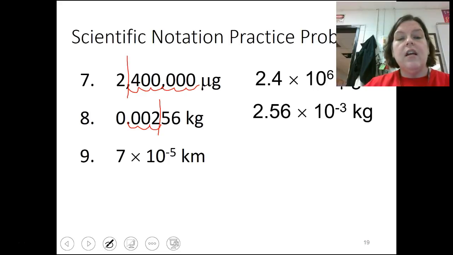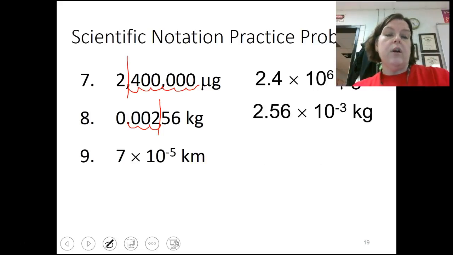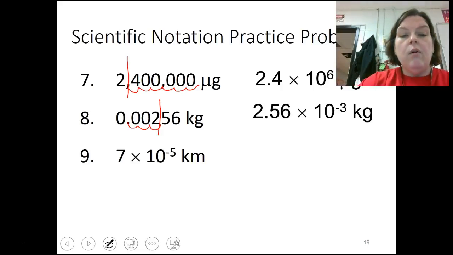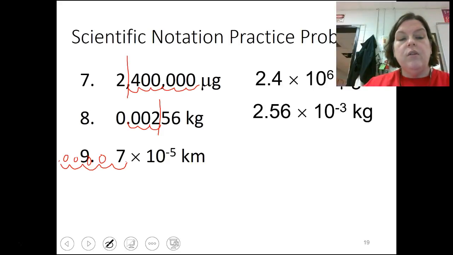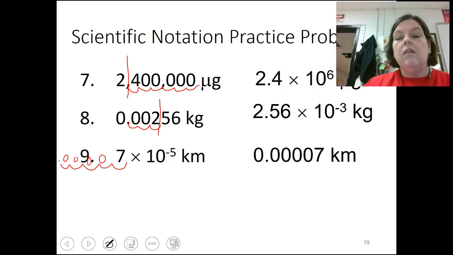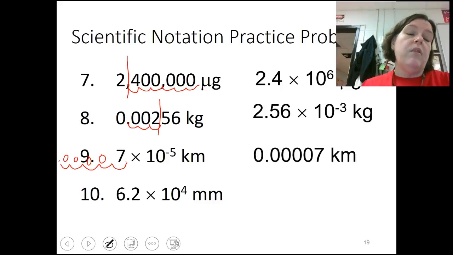Number 9, 7 times 10 to the 5th kilometers. This is going to go backwards. We have scientific notation, now I want to go backwards. Well, I know that I went to the right with my decimal, so to figure it out, I'm going to have to go the other way. So my decimal point is right there. I'm going to go 1, 2, 3, 4, 5. My decimal point is going to go right there, and I'm going to fill zeros. 1, 2, 3, 4 zeros. So 0.00007 kilometers.